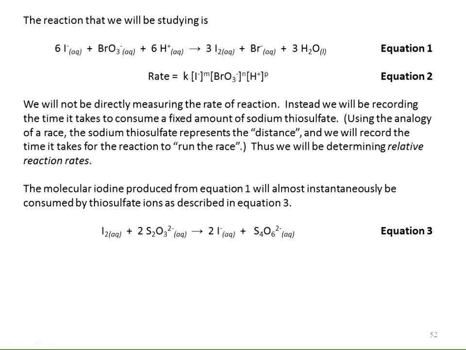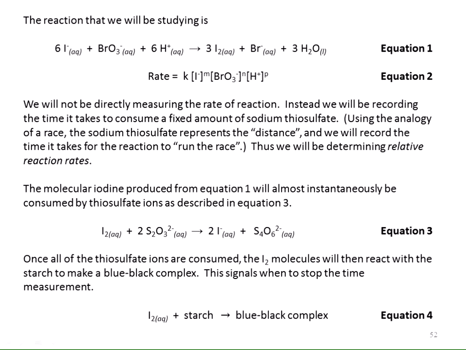And then the iodine that's produced, the I2, is going to immediately react with the thiosulfate, the S2O3 2-. And then once all the thiosulfate ions are consumed, the I2 molecules would then react with a starch that's added to the solution to make a blue-black complex. And when you see the blue-black complex, this tells us that all the thiosulfate has been reacted, and this signals us when to stop the time measurement.